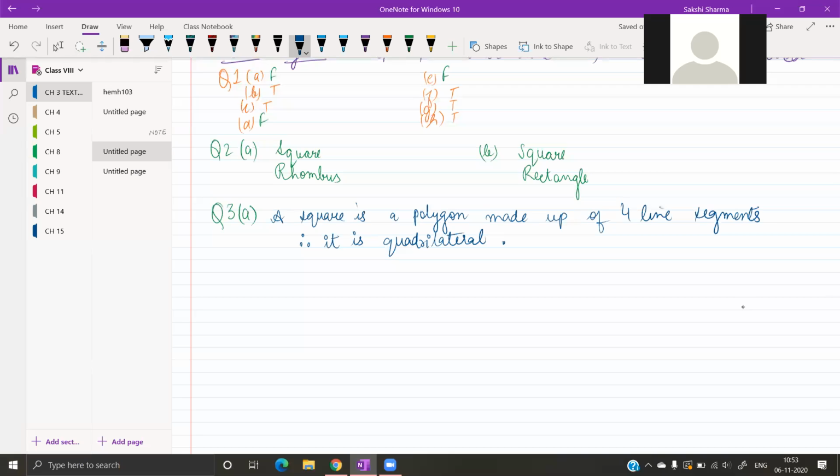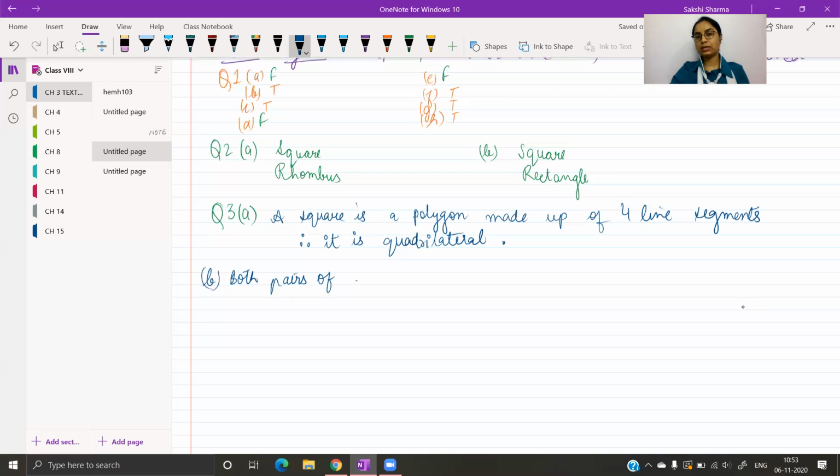Therefore, it's a quadrilateral. It's like writing the definition for quadrilateral. Second one, how a square is a parallelogram. A parallelogram has both pairs of opposite sides parallel. So both pairs of opposite sides are parallel in a square. Therefore, it is a parallelogram.